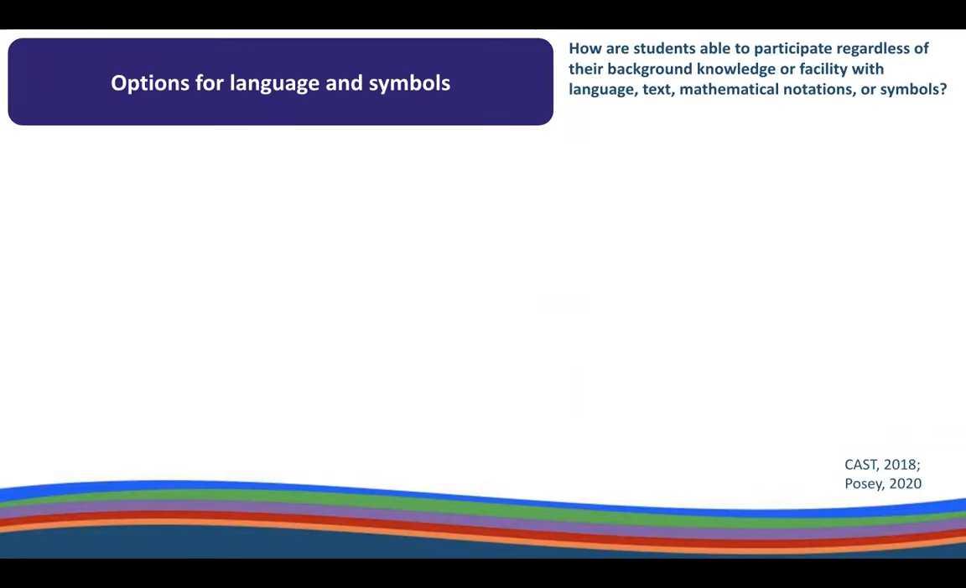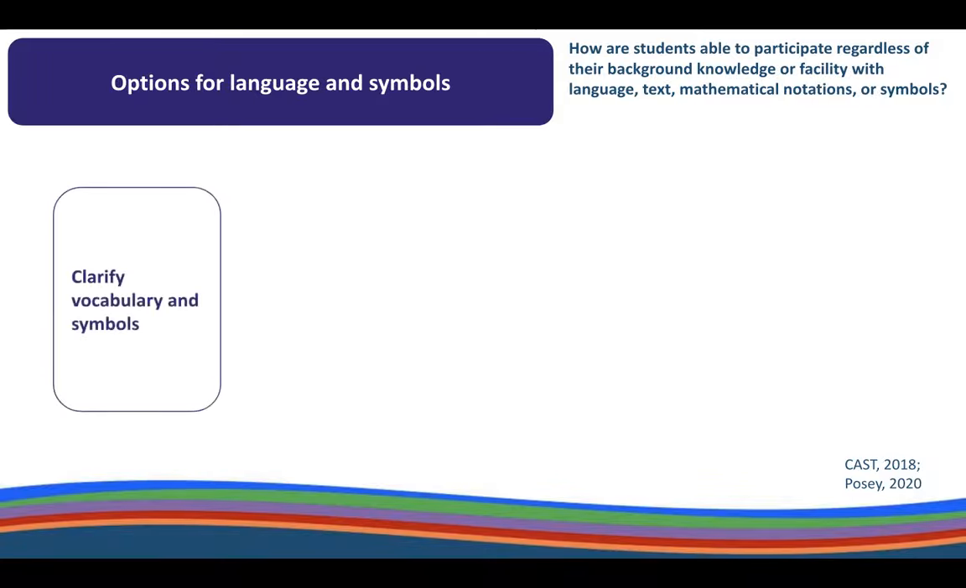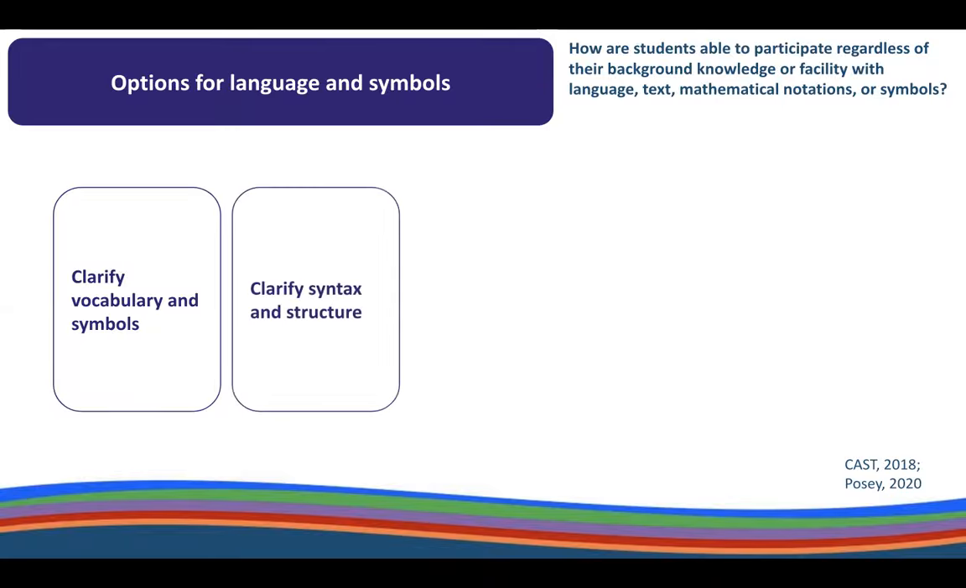Next, we'll think about how the principle of representation involves considering providing options for language and symbols, or considering how to make sure that students can participate regardless of their background knowledge or proficiency with language, text, mathematical notations, or symbols. Some key checkpoints to consider in this area include clarifying vocabulary and symbols, or using different ways to represent the key ideas and concepts of material. Clarifying syntax or structure. This can involve, for example, conveying clear expectations around things like grammar or equations.